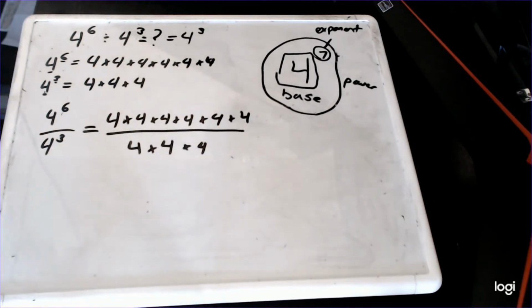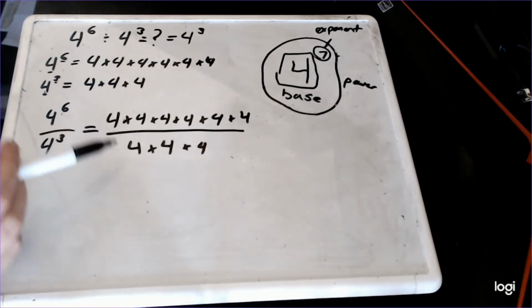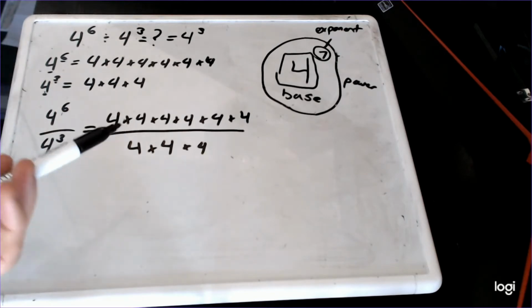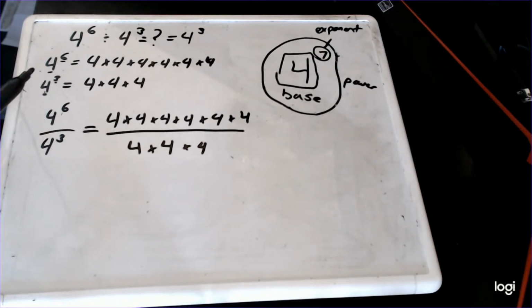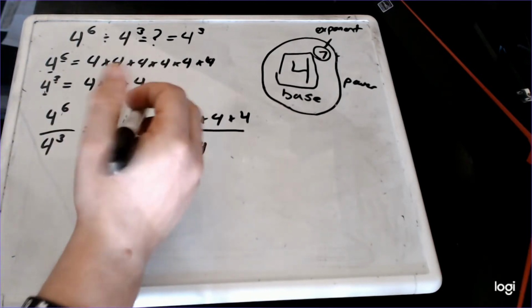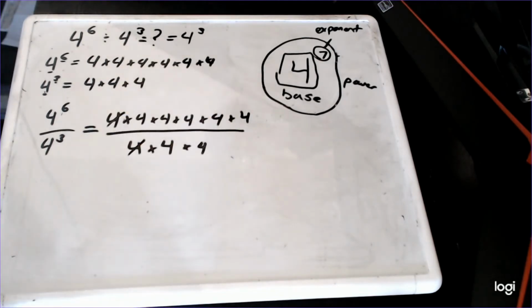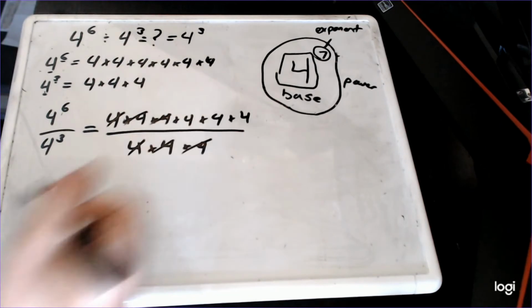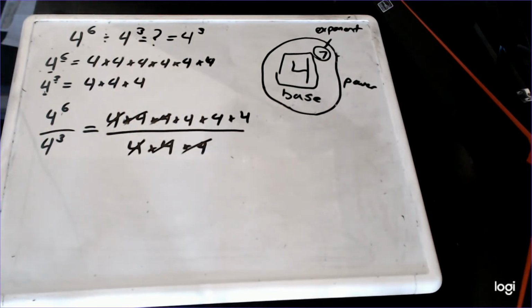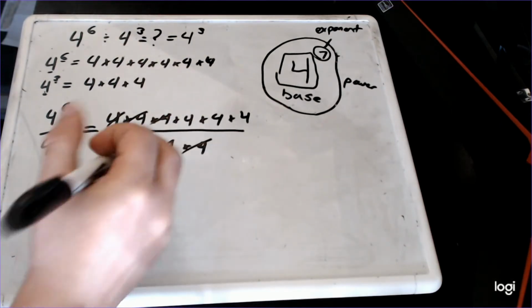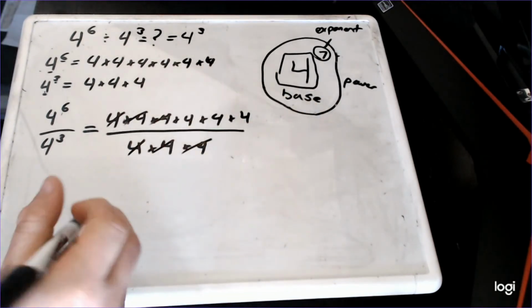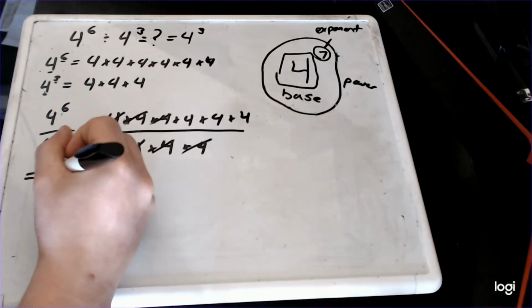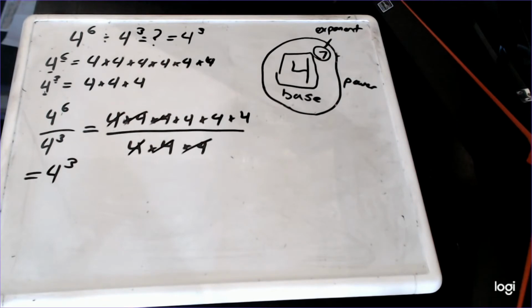And now, since we are multiplying on both the top and the bottom, so we only have one term, we can start doing my favorite thing in math, which is crossing things off and eliminating. Okay? So, 4, 4, gone. All right. 4, 4, gone. All right. 4, 4, gone. All right. So what's left? 4 times 4 times 4. What's another way of writing that? 4 to the 3.